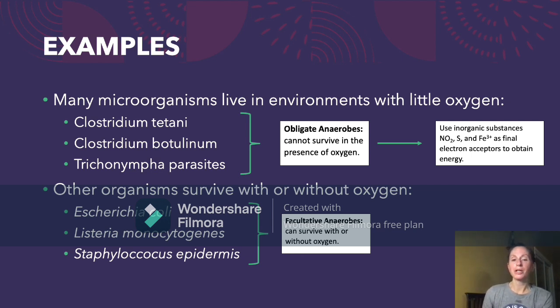And then there are other organisms that can live without oxygen, but they can also live with oxygen, and those are called facultative anaerobes. So they can survive with oxygen. They do better without, but they can live with both. E. coli we're familiar with. We have E. coli in our systems all the time, but it's when we get an imbalance of E. coli that makes us sick.